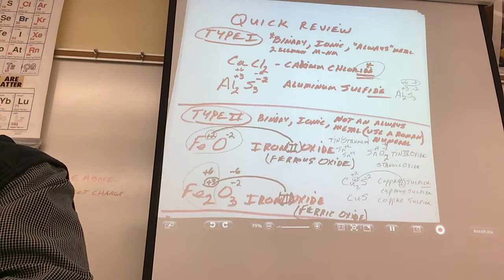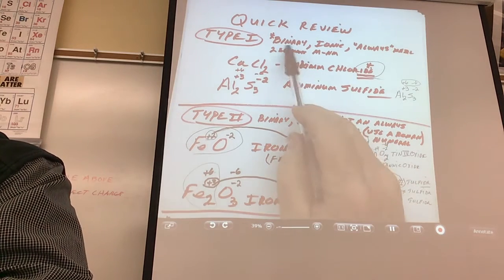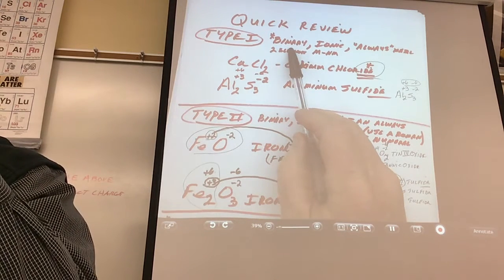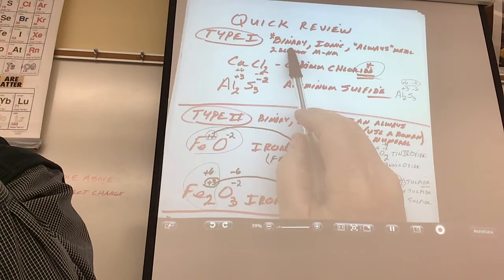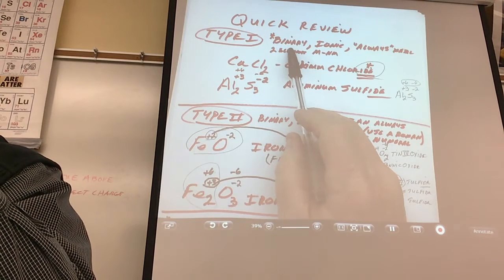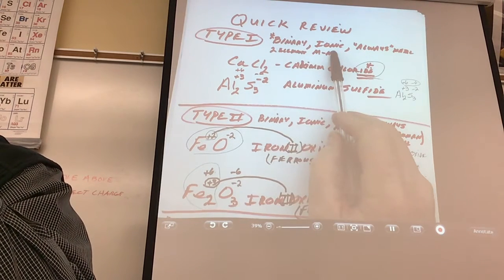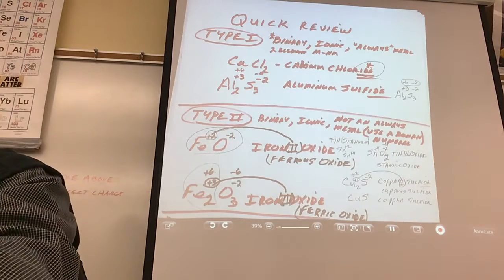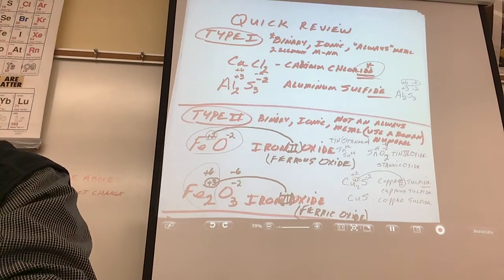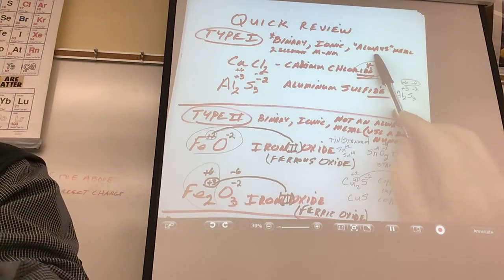And so let's do type 1. What do you mean, type 1? Well, type 1 means what? What's binary mean? Only 2 elements, right? Okay, now, ionic. What does that mean? Metal and non-metal. And it has to be an always metal.